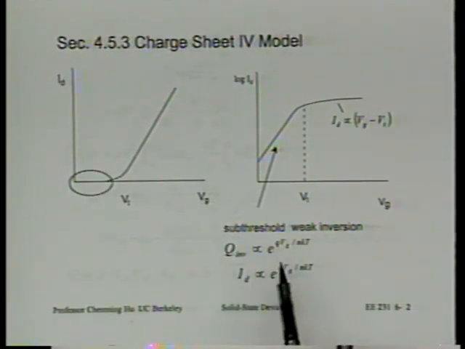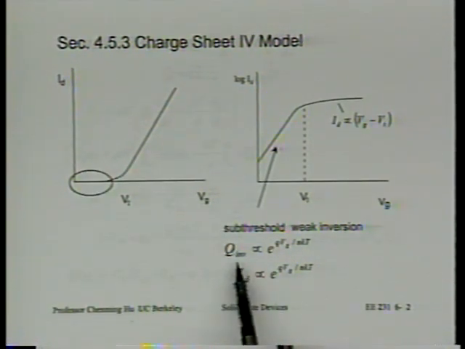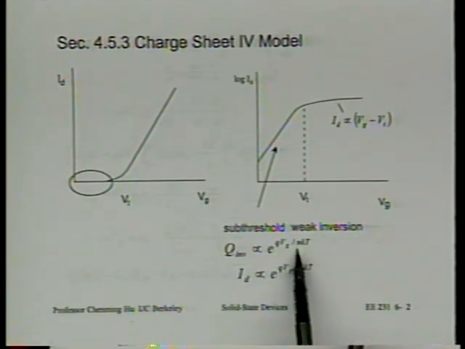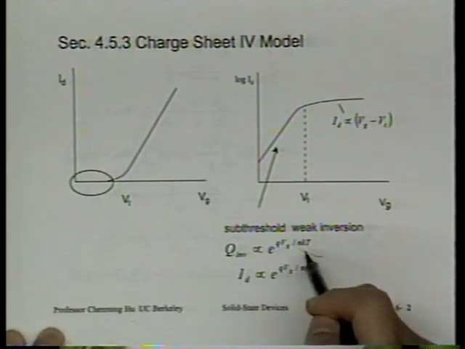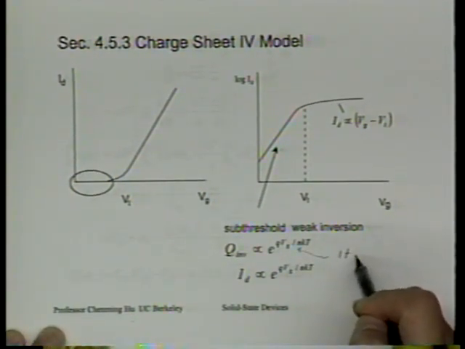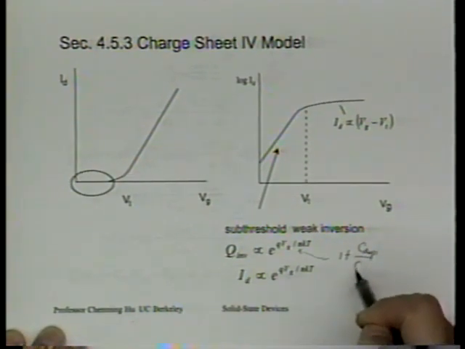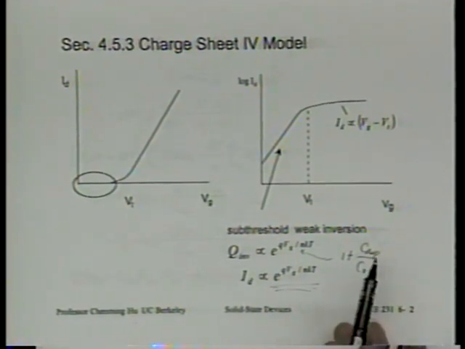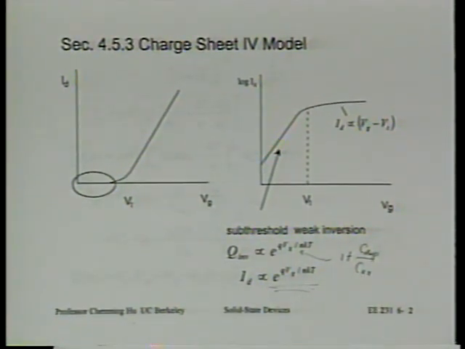Specifically, we have seen in chapter 3 that Q inversion is proportional to exponential QVG over NKT. N is always larger than 1, if I may remind you. N is actually equal to 1 plus C depletion over C ox, right? And it's always larger than 1. Because Q inversion varies with VG in this manner, one probably would expect ID varies in a very similar manner. And that expectation is absolutely correct.